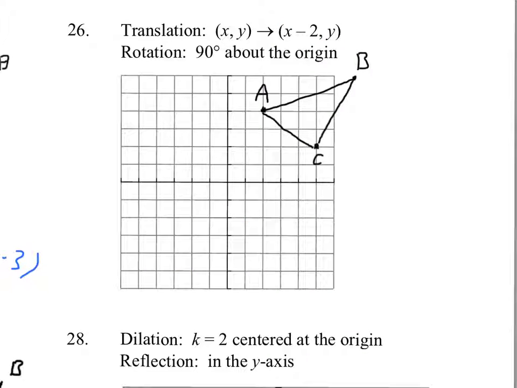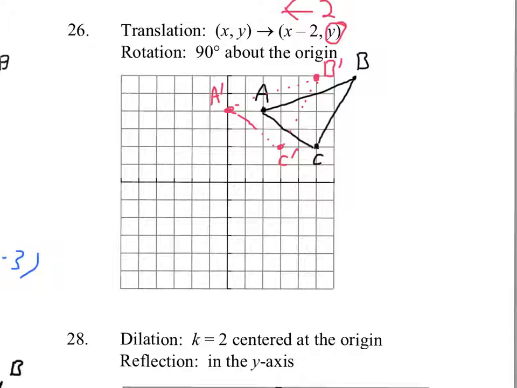Alright, number 26. Looks like we are going to move this 2 to the left for the first thing, and that's all we're going to do for the first thing. The y, there's no number next to the y, so it's just 2 to the left. So A prime will end up here. B prime will be there, and C prime will be here. We're just sliding it over too. So draw some dotted or dashed lines, connect that.